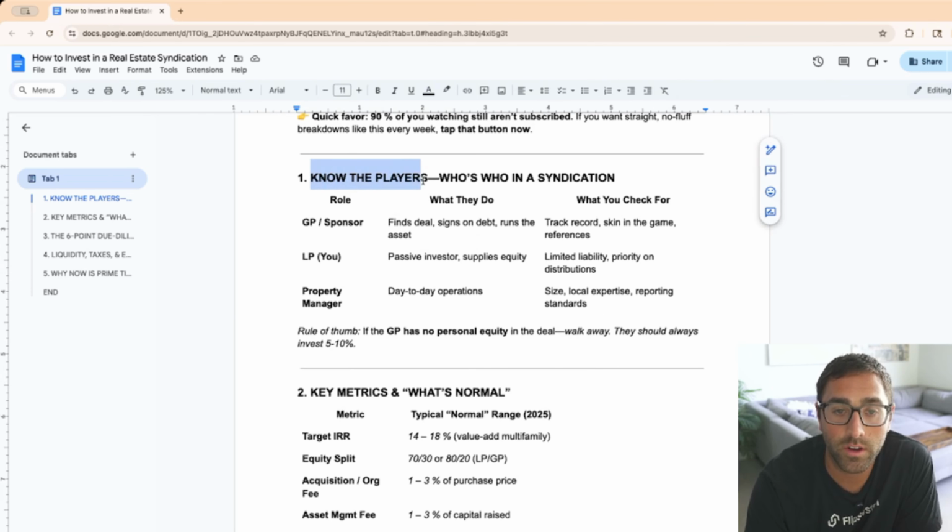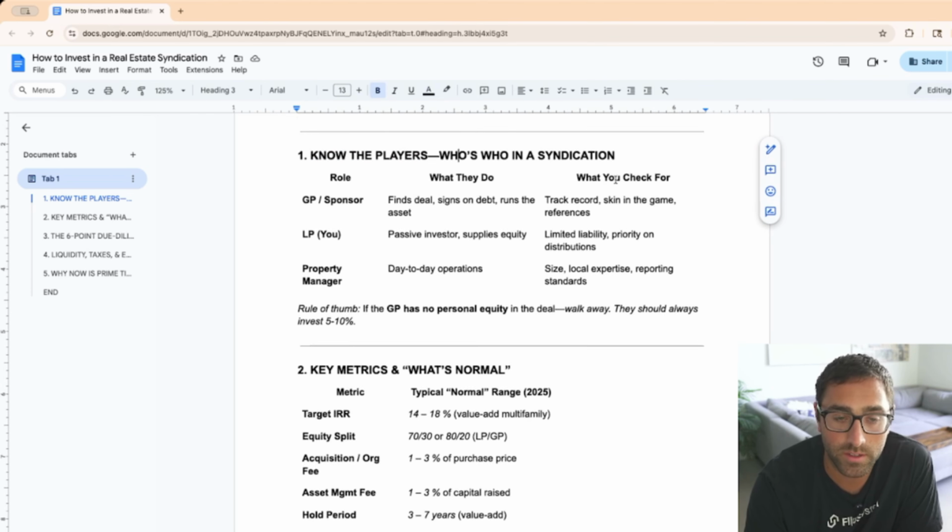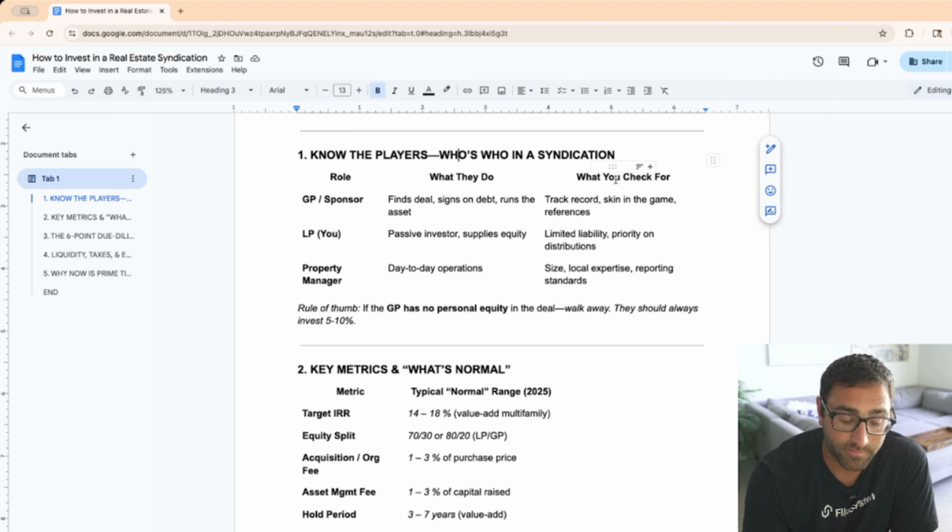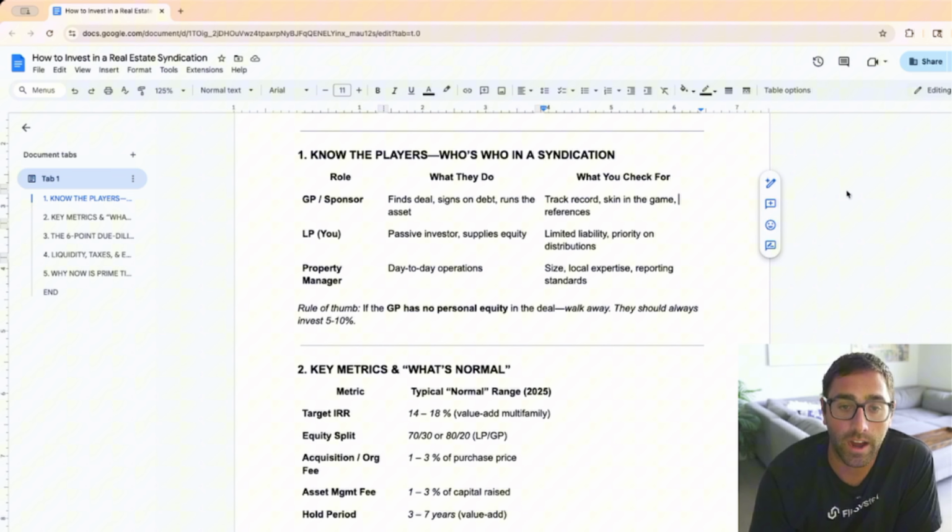So first, let's go into knowing the players, the who's who of a real estate syndication. There's two real differences, right? You have the GP and the LP. The GP, or the sponsor, which would be myself in the deal, because we have a real estate syndication, a real estate fund, we go find the deal, sign on the debt, we run the asset, and you, the LP, get to be a passive investor and you supply cash.